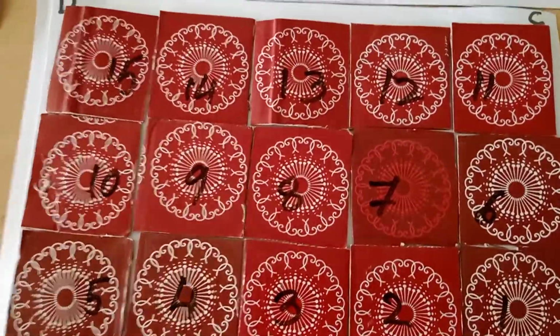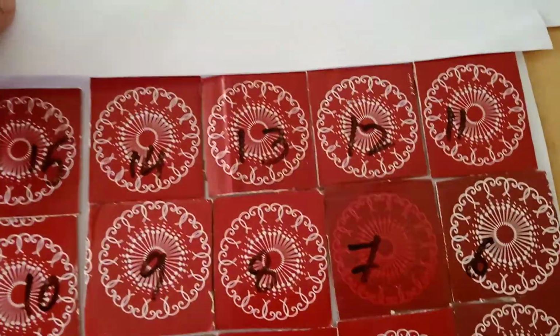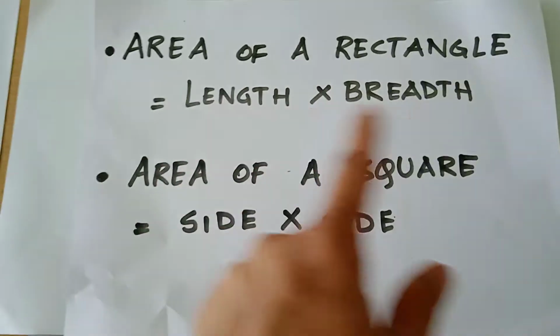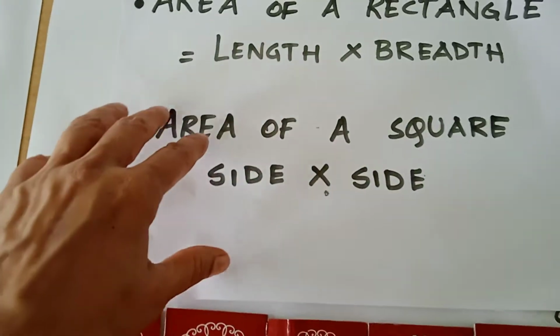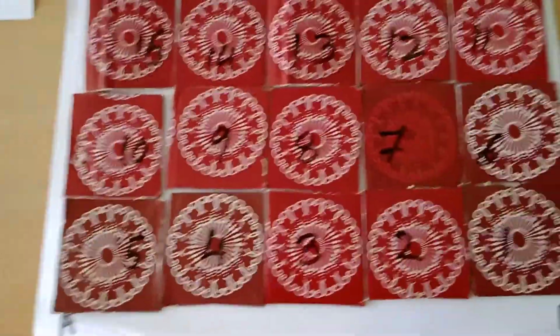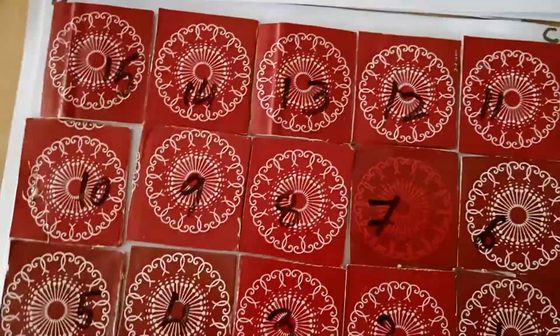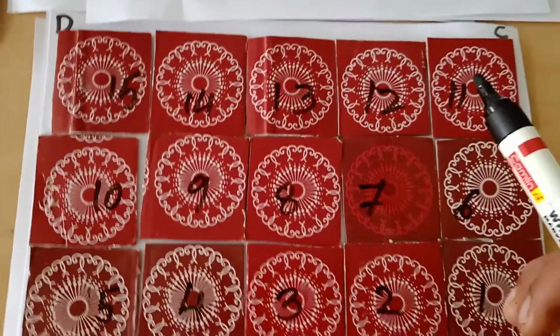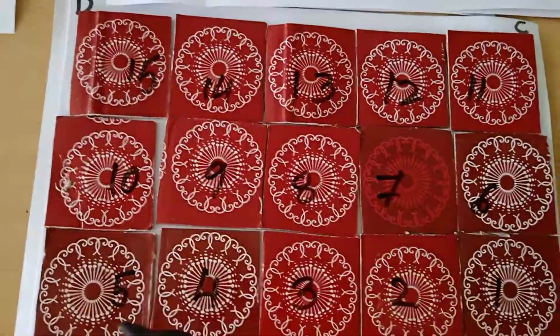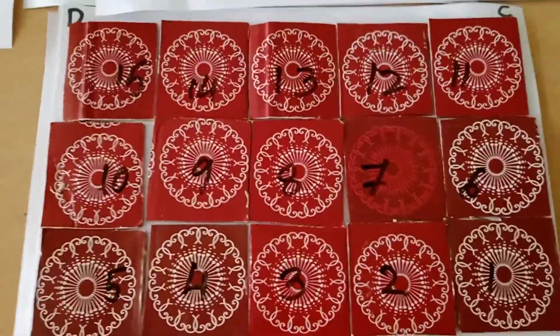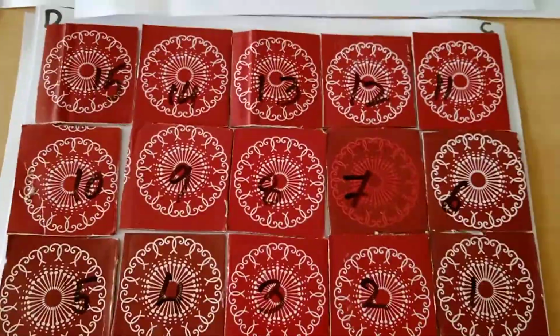Now let us apply the formula of length into breadth that I have shown you before. Area of a rectangle is length into breadth. Now let us apply this formula over here. Now let us see the length 1, 2, 3, 4, 5. So it is 5 squares I have. And what is the breadth? 1, 2, 3. So I have how many squares in the length? 5. How many squares in the breadth?